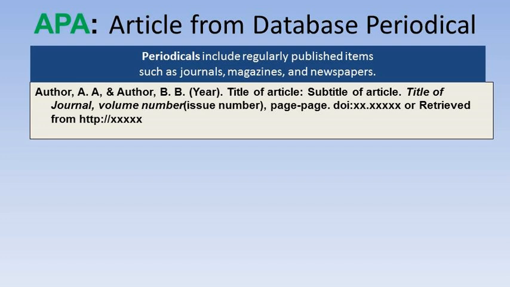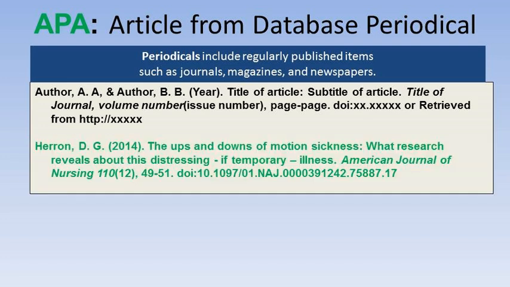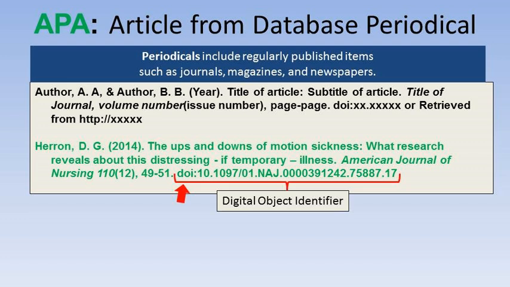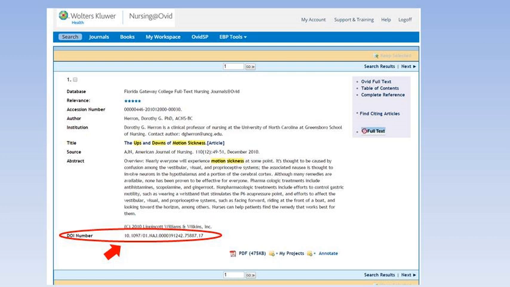Most likely, a lot of your research will be done using articles from periodical databases. Periodicals include regularly published resources such as journals, magazines, and newspapers. Here's the format for citing an article from a journal in an online database using APA style. And here is an example. Now, the DOI stands for Digital Object Identifier and is a unique alphanumeric string assigned by the publisher and would be found on the database's information page for your article.